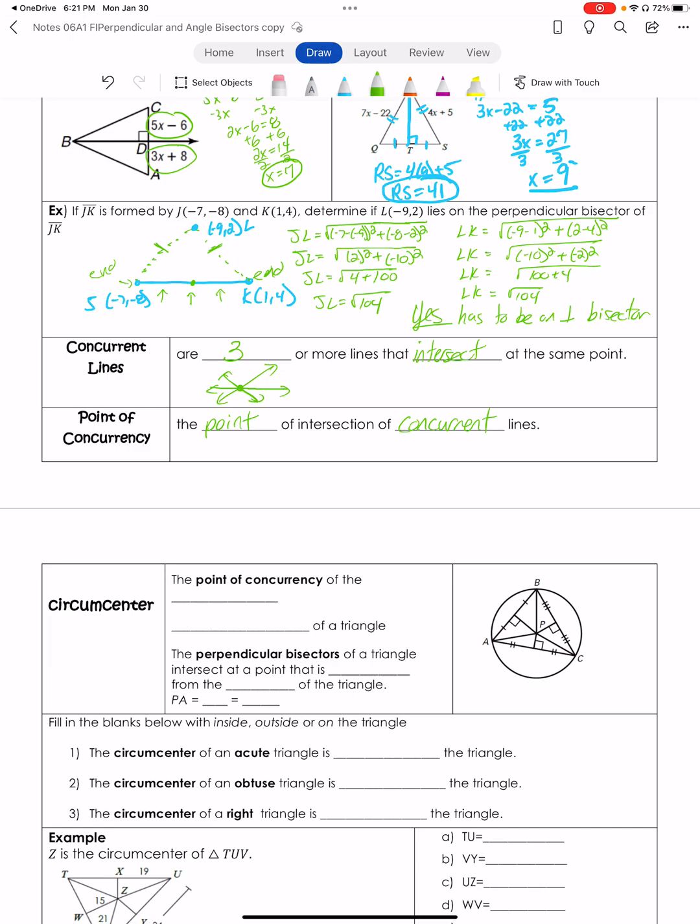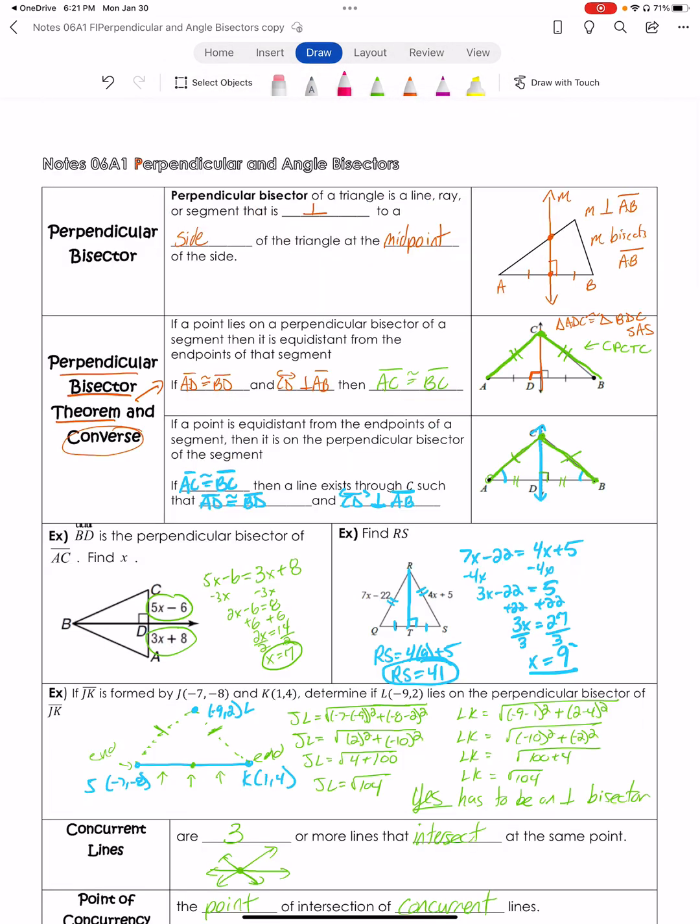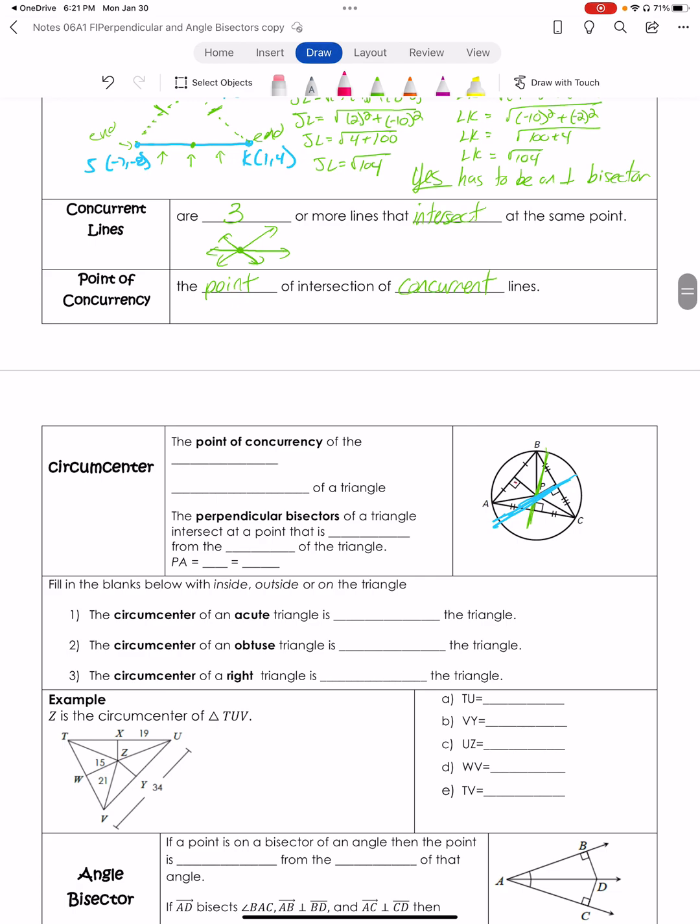So we did this in class where we found all of the perpendicular bisectors. Here we have a perpendicular bisector for this side, a perpendicular bisector for this side, and a perpendicular bisector for this side, and so we have point P there that's kind of in the middle.